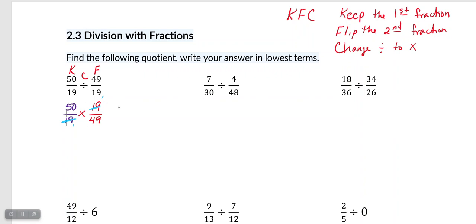So I multiply 50 times 1, and I get 50. I multiply 1 times 49, and I get 49. So I have 50 over 49. And again, we're not going to write our improper fraction as a mixed number unless our directions specifically tell us to.